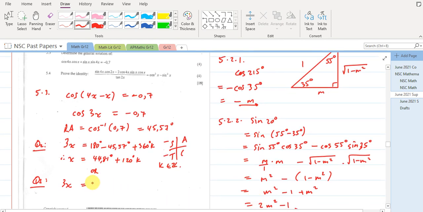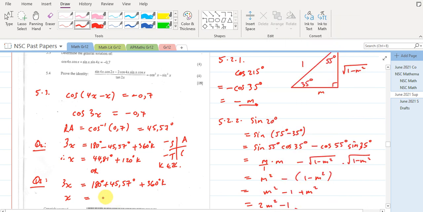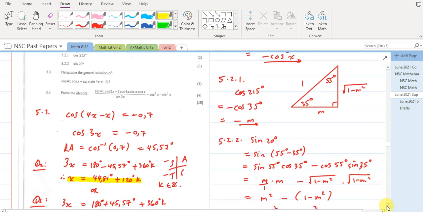And 3x is equal to 180 plus 45.57 degrees plus 360 degrees k. So we should get another general solution for x, which is just adding here 180 plus, so we are getting 75.19 degrees plus 120 degrees k. So these are my two general solutions, one here and one there. Right, so that's sorted out.